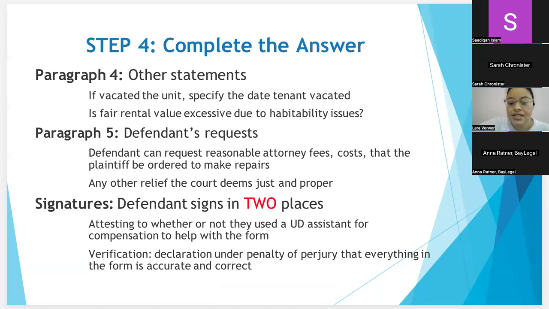And then lastly are the signatures. The defendant signs in 2 places. There's the first part where they're attesting to whether or not they used an unlawful detainer assistant for compensation. If they did not, they can just say did not, but then they do have to sign. And then the last part is a verification, the declaration under penalty of perjury that everything they put in their answer is accurate and correct. Sometimes they sign that first part, but they don't sign the verification. They need to make sure that they sign that verification at the very bottom. Next slide.